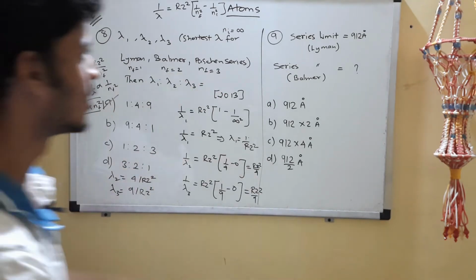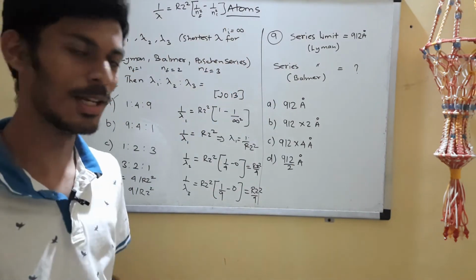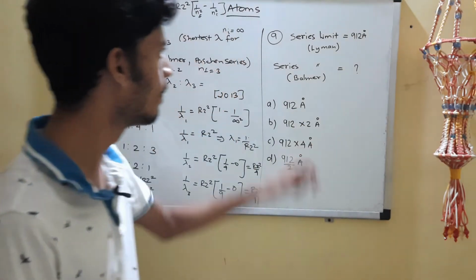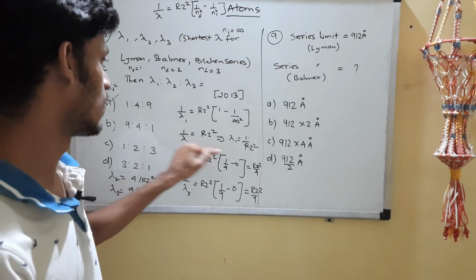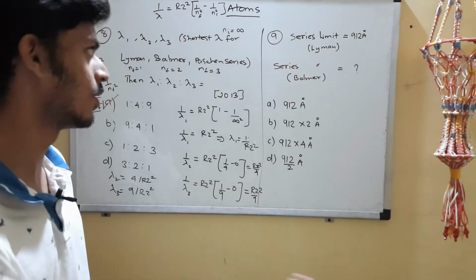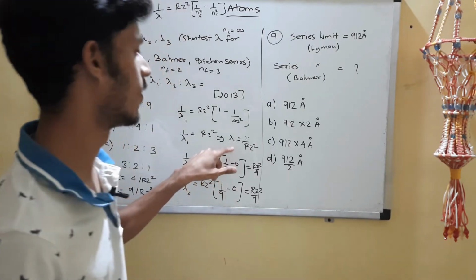We can also apply the short trick in this question now. The series limit, again, means the same thing. It's the shortest wavelength for a particular series. So the series limit for Lyman series, which is this one, is given as 912 angstroms. Now they have given you the value for that particular wavelength.